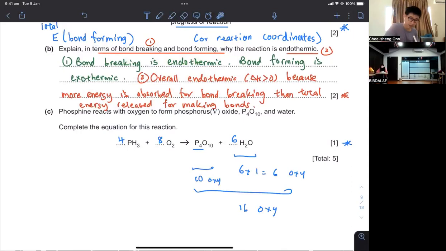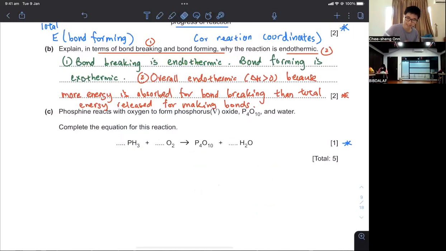Okay. Now I'm going to remove all of these, and you're going to balance your own equations. Let me know when you finish. Yeah, I just removed all of that so that you can balance your own equation.